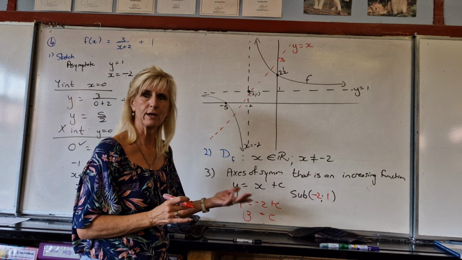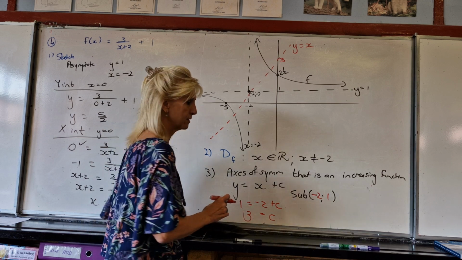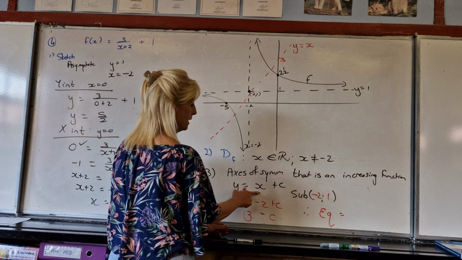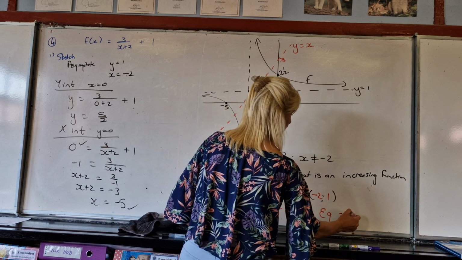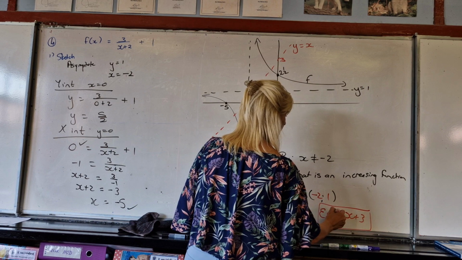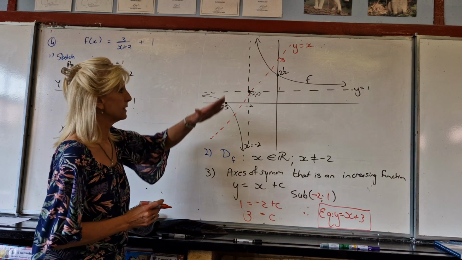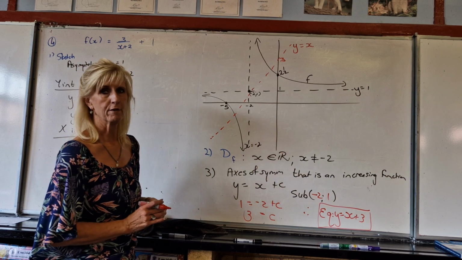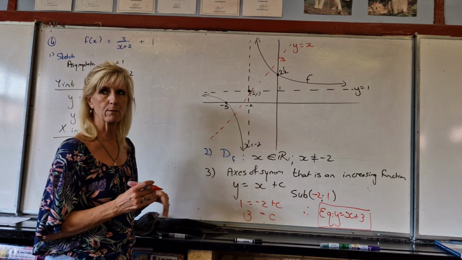Everything is done, but you haven't written the equation. So the equation is y equal to x plus 3. Oopsie, I missed the y. Don't forget to answer the question. That is the axis of symmetry with a positive gradient or an increasing function. You need to add it to make something more about it.